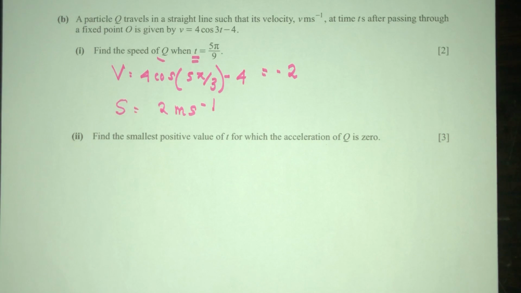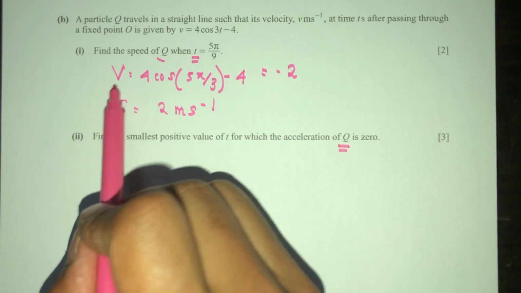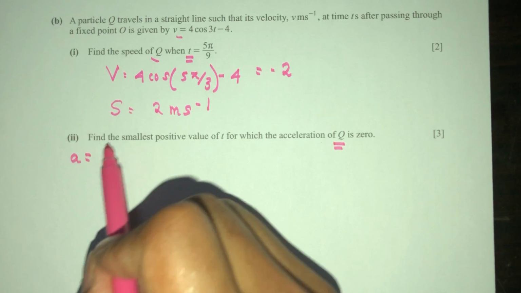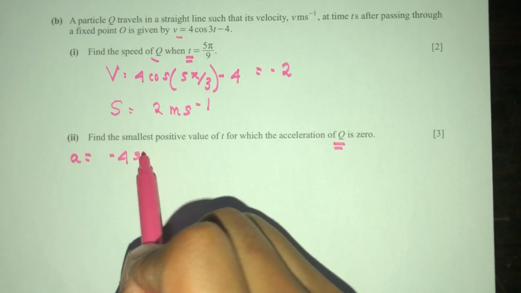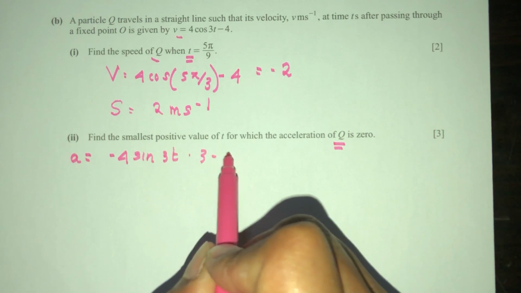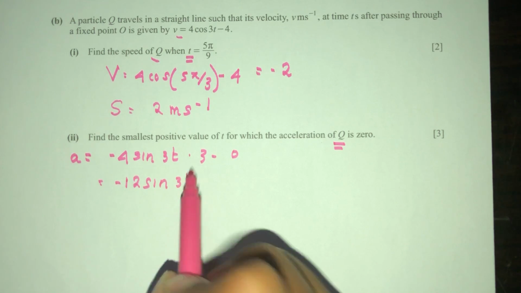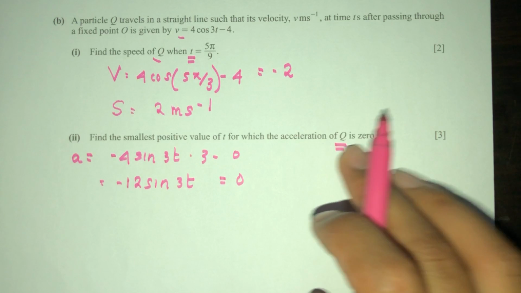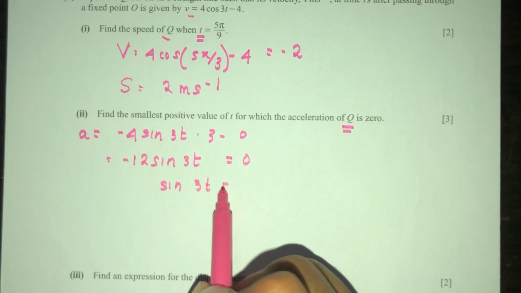Now for part 2, find the smallest positive value of t when the acceleration is 0. So we know v here is given to you by this equation. To find the acceleration, we have to do dv by dt. That will be minus 4 sine 3t times 3, minus 0. That will be minus 12 sine 3t. And we have to equate that to 0, because that's the question telling you when this is equal to 0, find the value of t. Now this will give you sine of 3t is equal to 0.